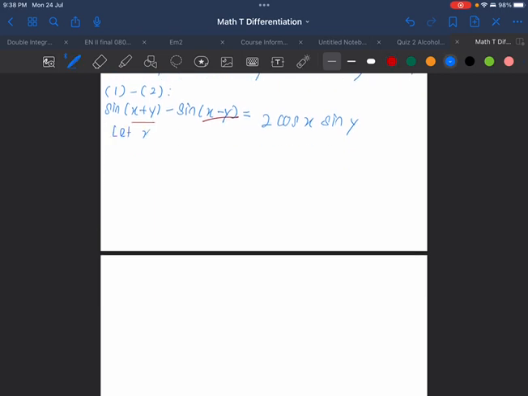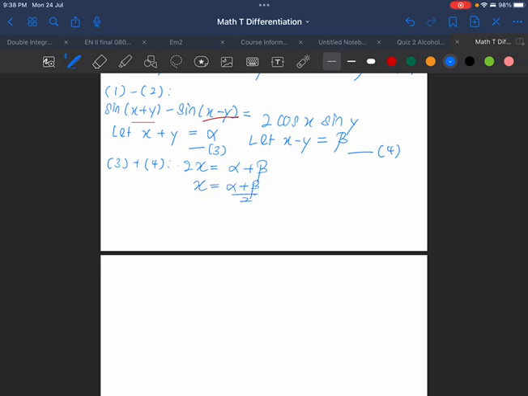How are we going to deal with this? We let x plus y equal alpha, and let x minus y equal beta. Now let this one be equation 3, and that one equation 4. So 3 plus 4, we will get 2x equals alpha plus beta, so if we simplify, x equals (alpha plus beta) over 2. Now 3 minus 4, we will get 2y equals alpha minus beta, where y equals (alpha minus beta) over 2.